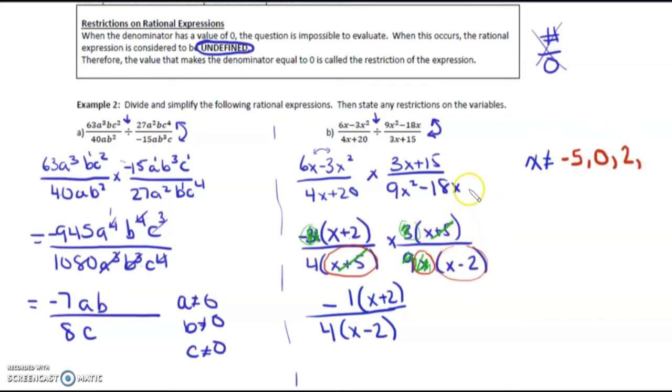But here's the other thing. In the original question, this part was in the denominator as well. So again, if we didn't already list the -5, then we would have to list it now. But -5 is already listed. So those are our restrictions.